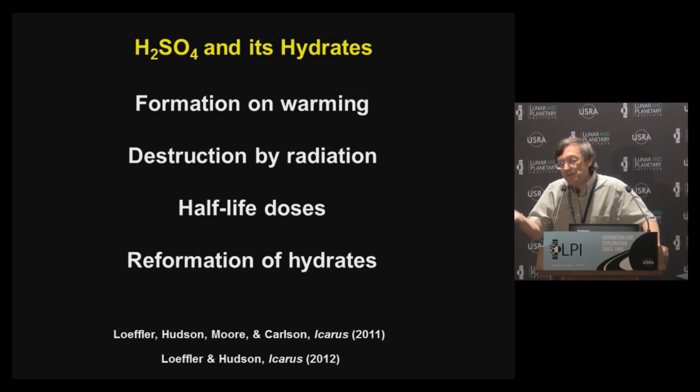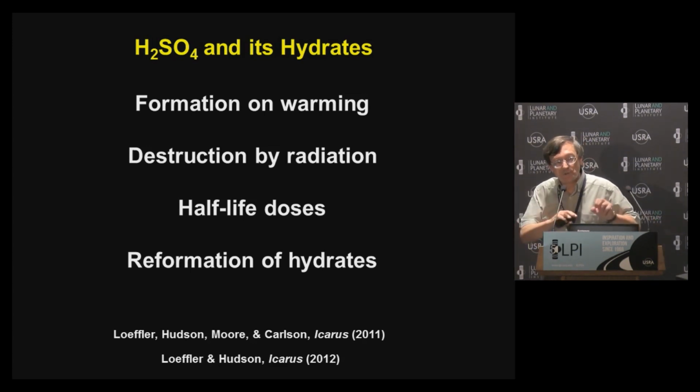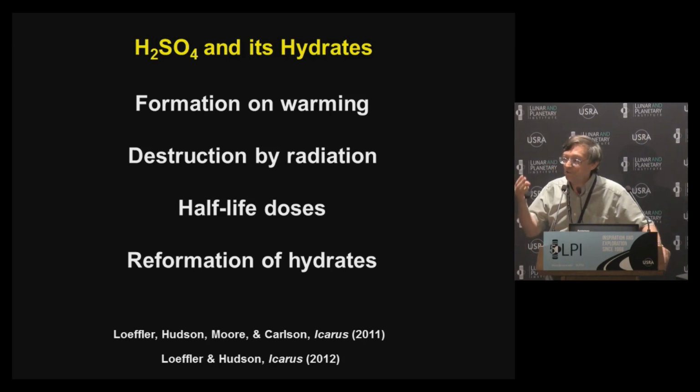But by accelerating things through warming, if you warm up the ice just a bit, you can form, at least we've seen two different hydrates of sulfuric acid, the monohydrate and the tetrahydrate. Mark Leffler was with us for 8 years. He studied the destruction of these things, measured half-life of the hydrates. These things won't go down. You take these hydrates and you irradiate them. You can start to destroy them. They're hard to destroy, but once you warm the sample back up, they come right back. These things just won't go down easily.